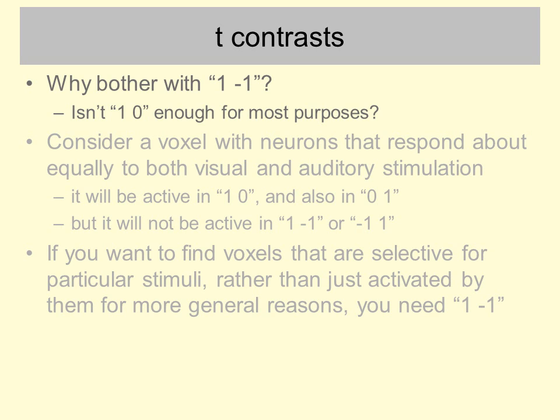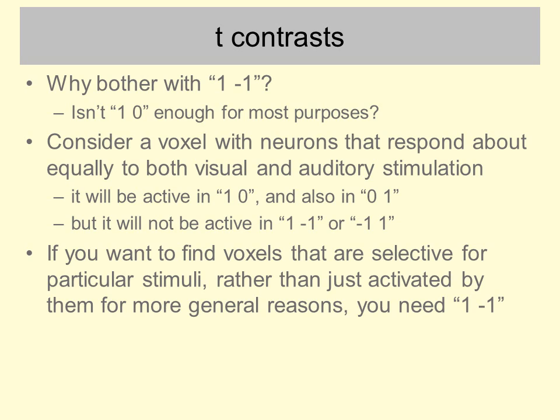You might wonder why we bother with 1 minus 1. Isn't 1 0 enough for most purposes? Well, of course, if you did have a voxel that responded about equally to both visual and auditory stimulation, it would show up as active in both the 1 0 and the 0 1 contrast, and not be active in 1 minus 1 or minus 1 1. So the 1 minus 1 contrasts are useful for finding voxels that are selectively activated.